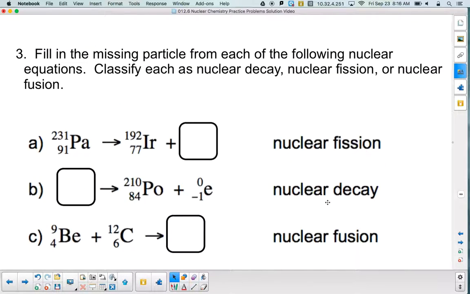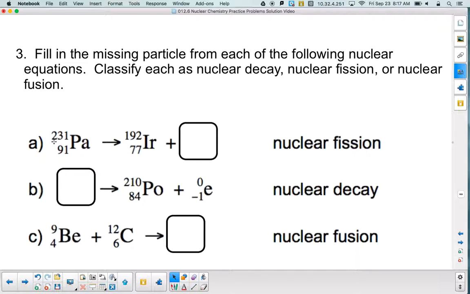For question number 3, we have to fill in the missing particle and then decide if each of these qualify as nuclear decay, nuclear fission, or nuclear fusion. Although these aren't exactly the same as our nuclear decay equations, the same rules are still going to apply here. We're still going to make the sum of the top numbers the same on both sides and the sum of the bottom numbers the same on both sides.